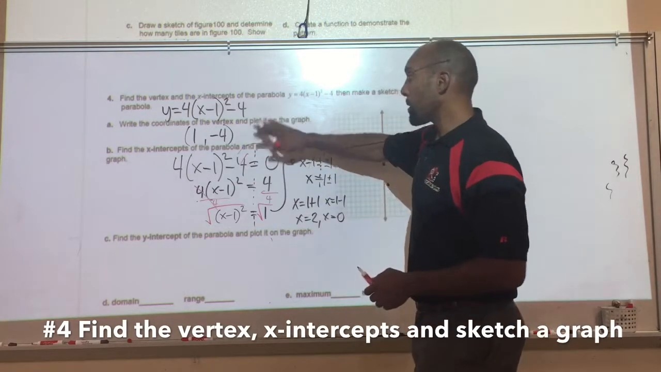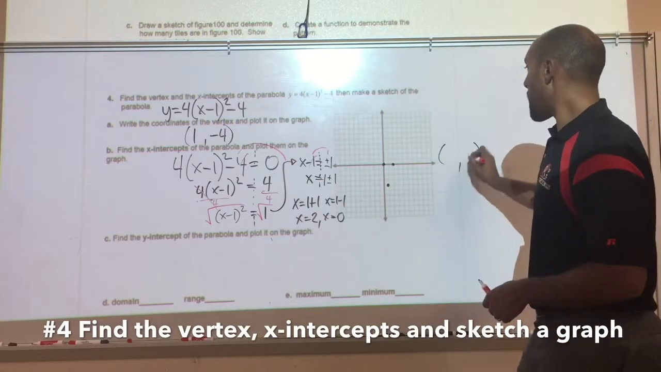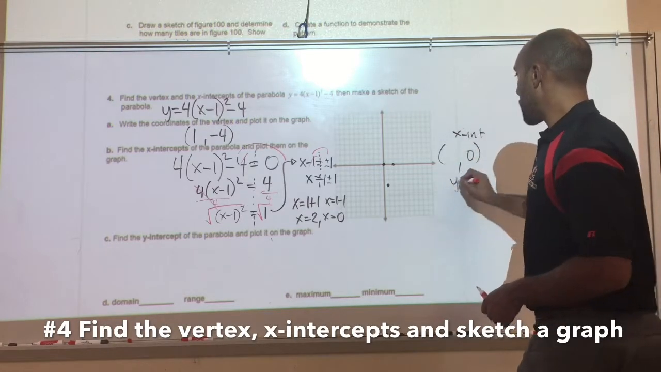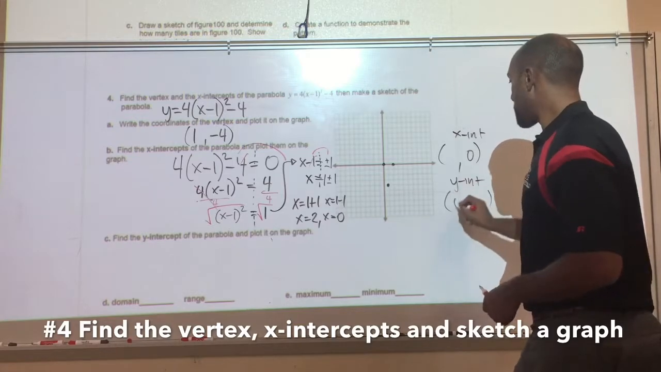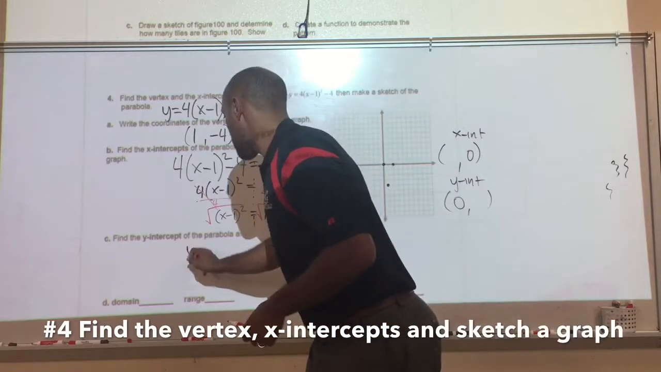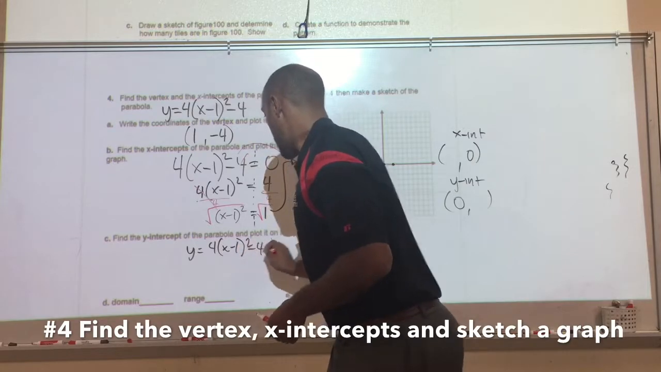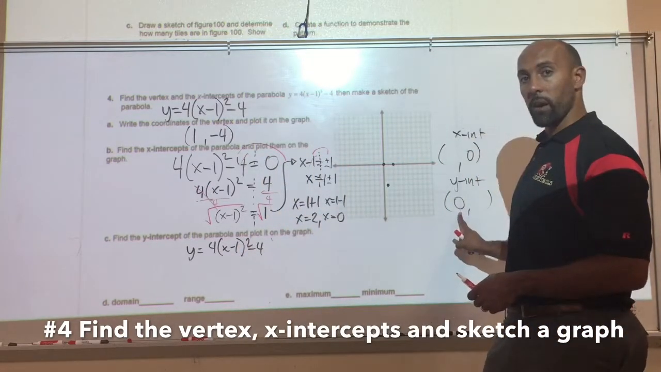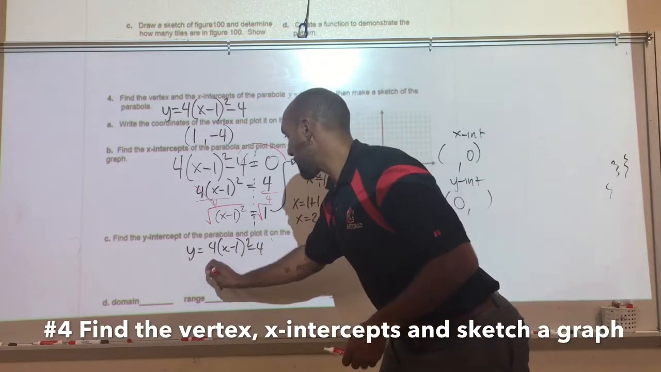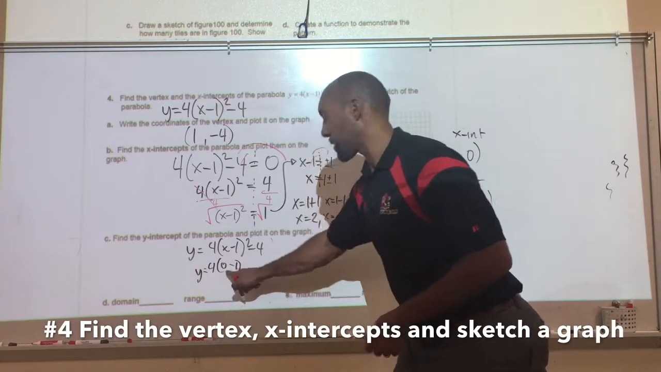So what we know about x-intercepts is that the y-coordinate is always 0 for x-intercepts. What we know about y-intercepts is that the x-coordinate is always 0. So to find the y-intercept, I take the equation, and since the x is equal to 0 in the y-intercept, then I'm just going to go ahead and plug in 0 for x. So then y is equal to 4 times (0 minus 1) squared minus 4, because I plugged in 0 for x.